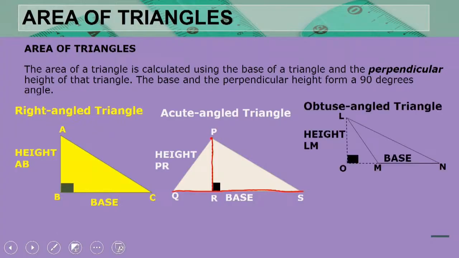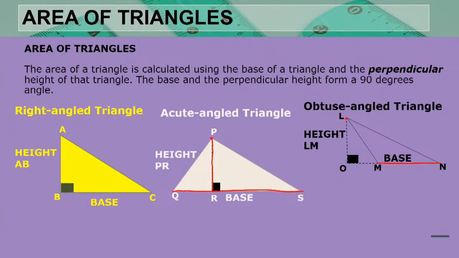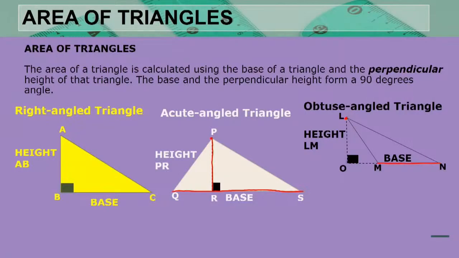What about an obtuse angle triangle? Now, as we can see there, we have the base as MN. So the base of our triangle is MN, right? But because we know that the height needs to be perpendicular to the base, and the height is from the highest point, which in this case is L. So it's from the highest point and it needs to go down to the base. But because where it is going down perpendicular.